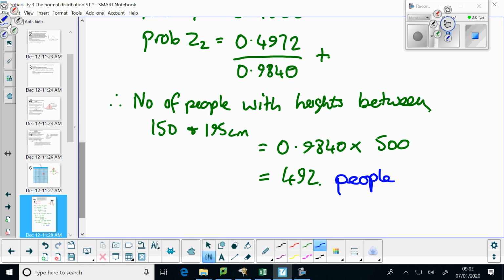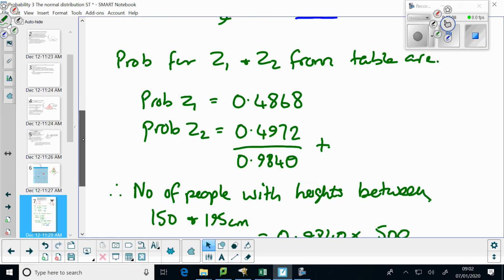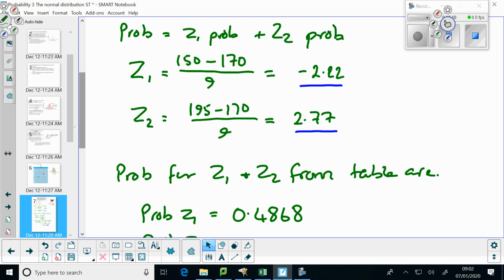Yeah, and the reason they've got 2.7, the reason why I said it was 0.4973, is actually, if you rounded correctly, I think you'll find that's 2.78. 195 minus 170 over 9, I think that rounds to 2.78. You need to be careful with your roundings. Right.